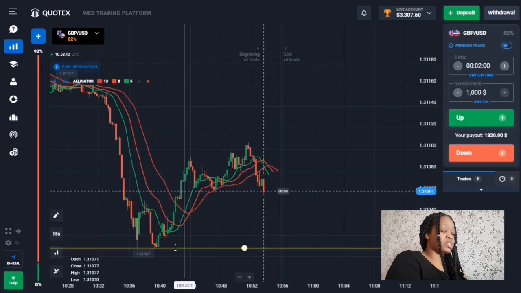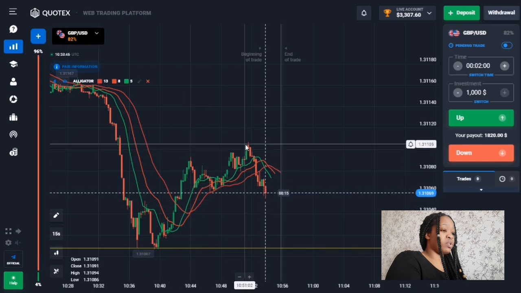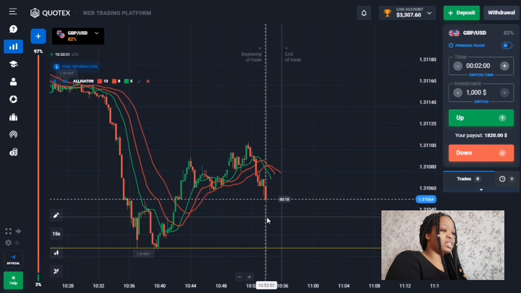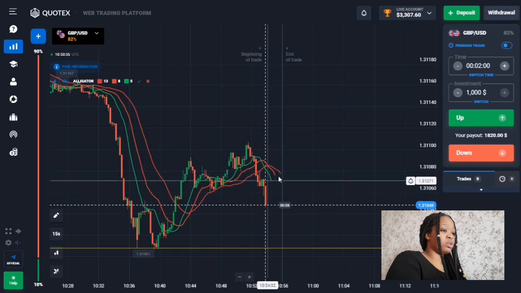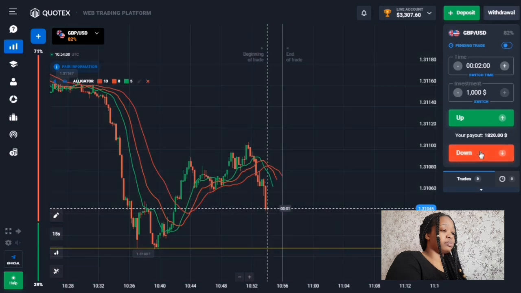So this is the level of support. Price trended upwards and now is trending to this level of support, and it's moving quite steadily. So the indicator really shows us that anytime soon there will be movement down. So here I'll enter the market with a down trade for 2 minutes and wait for the results of this trade.